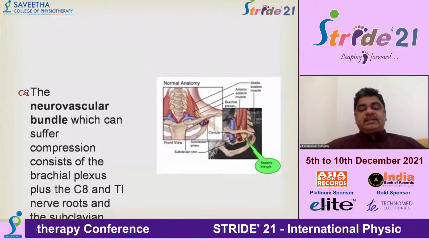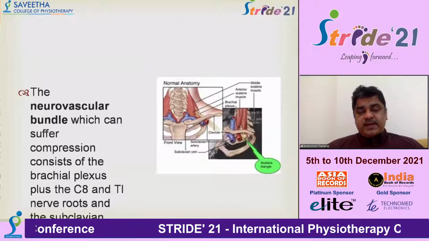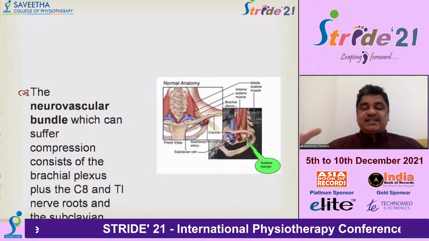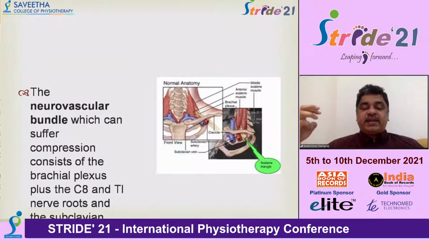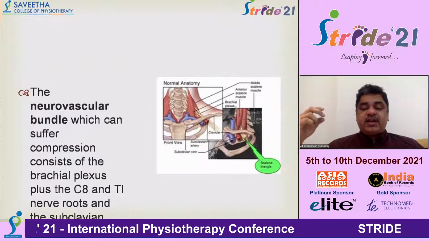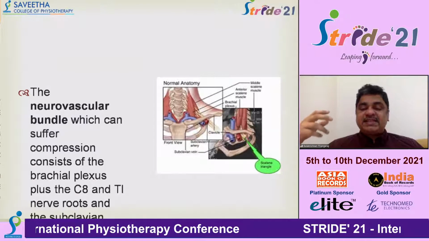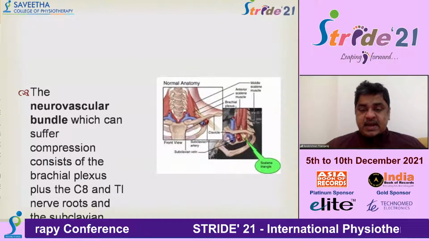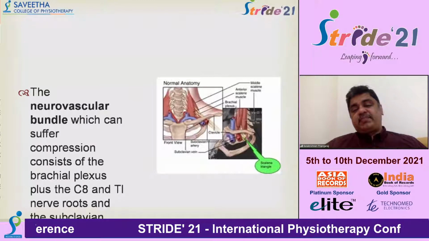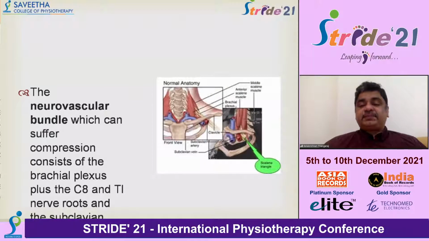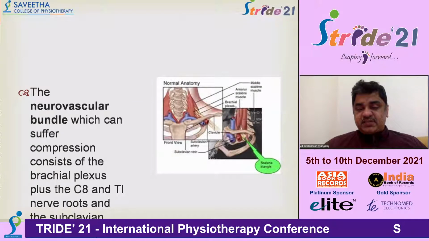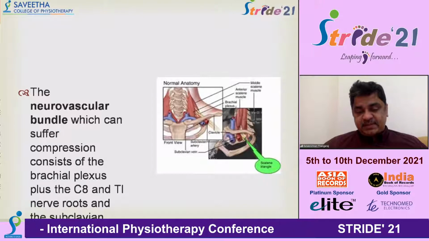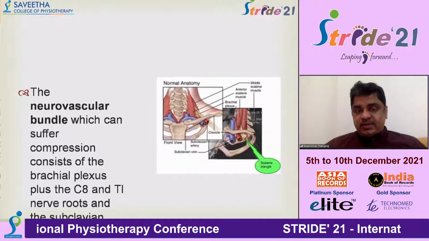This neurovascular bundle that is getting compressed consists of the brachial plexus, nerve roots C8 to T1, and the subclavian arteries and veins, which pass through the thoracic outlet. This outlet is compressed by the various structures adjacent to these areas. Can you go to the next slide, please?